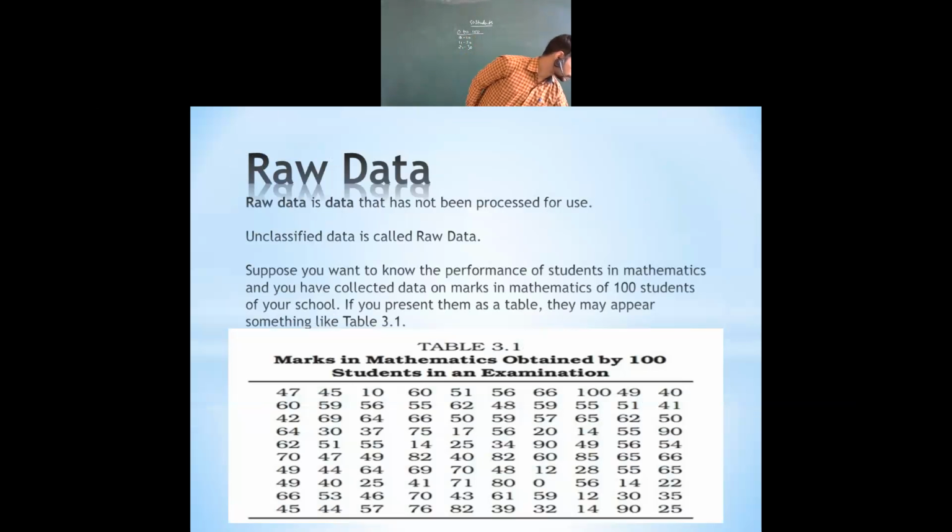Then next, introduction part over. In the introduction, we saw how the organization of data is done, as per the criteria of classification we make. Now let's see what raw data is. What is raw data? In the slides you can easily read that it is unclassified data. In one line only, you can define it.